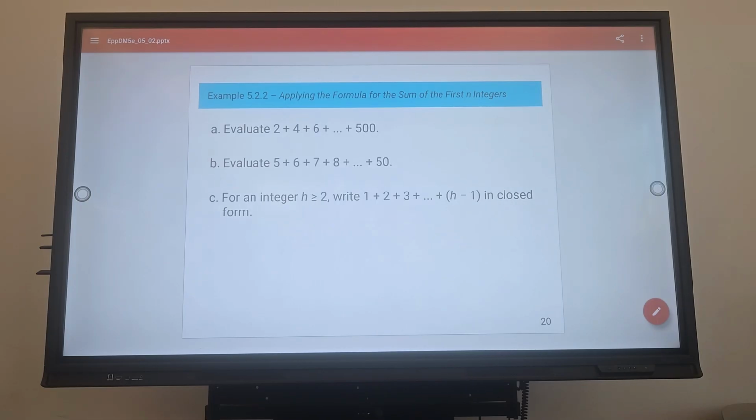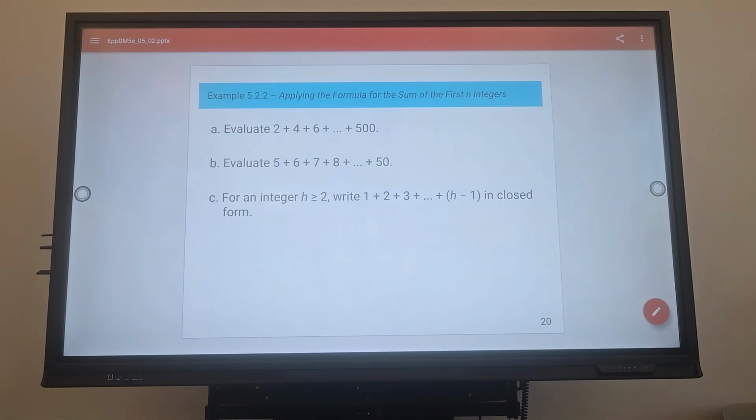Well, that would be 2 times n times (n+1) all over 2, with n equaling 250, because you could factor out the 2 in A, making it 1 through 250 instead of just the even numbers.